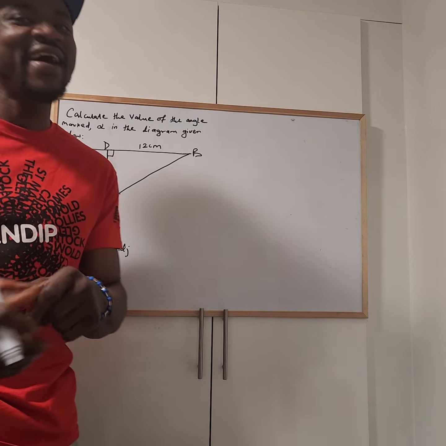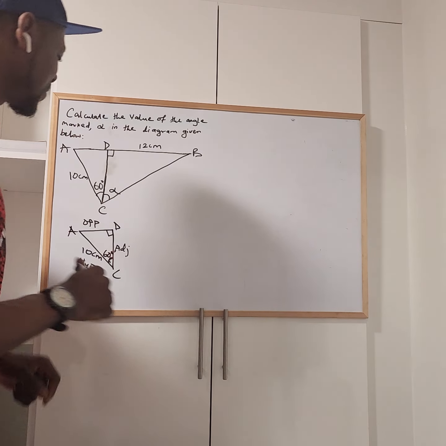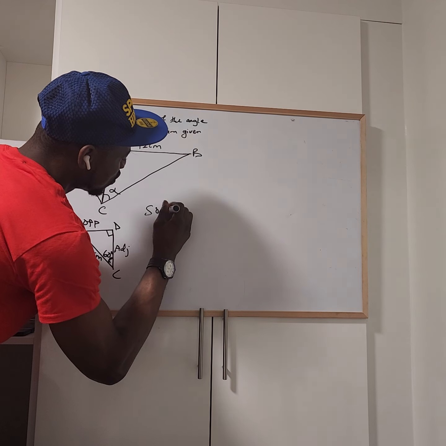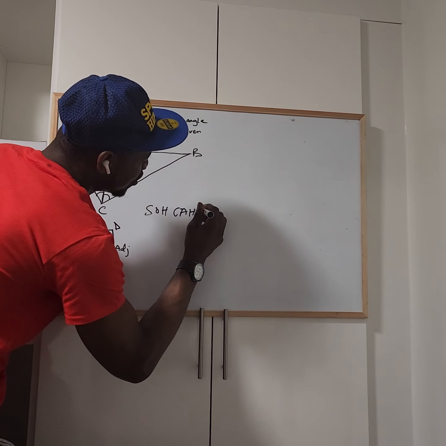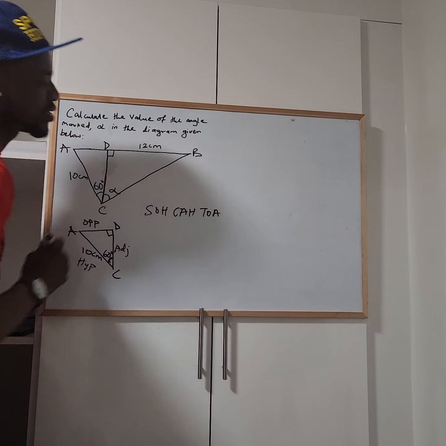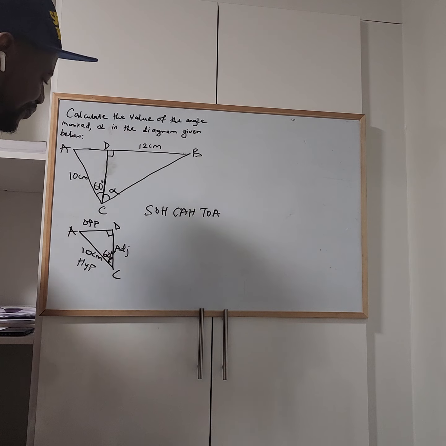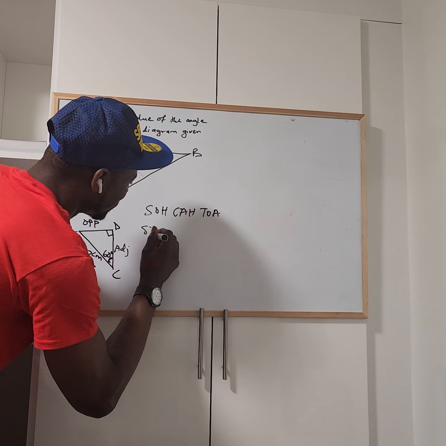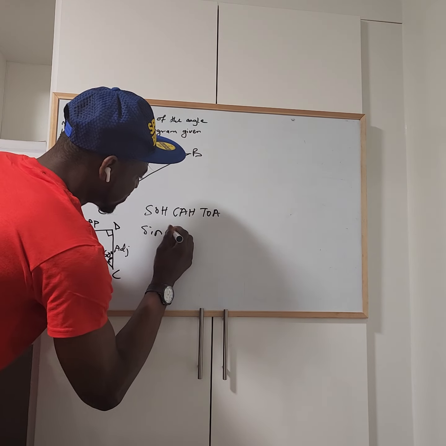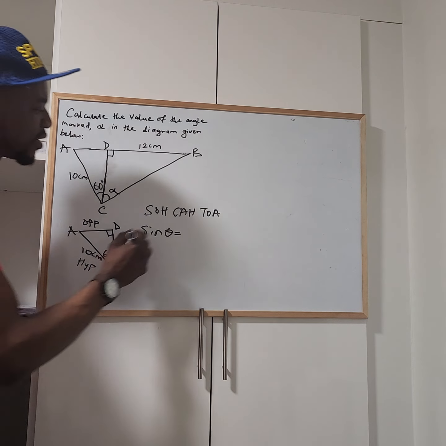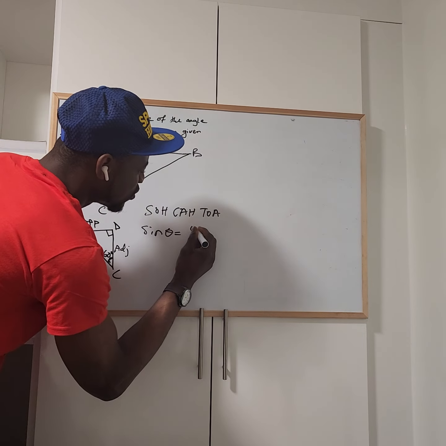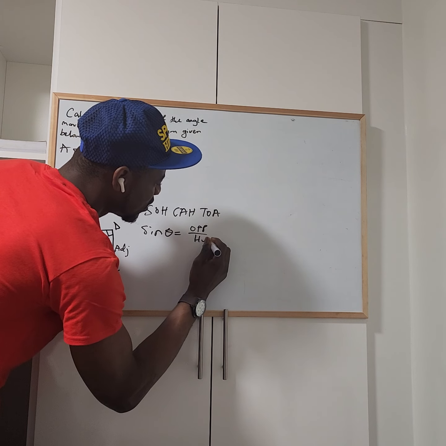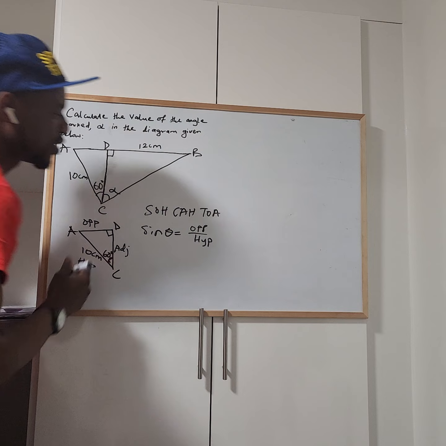It's very simple. All right? Don't stress. This will lead us to what we call SOHCAHTOA. I will tell us what this stands for. It's an acronym. Now, the S here denotes sine theta. I'm going to use theta. O here means the opposite. And the H represents your hypotenuse.